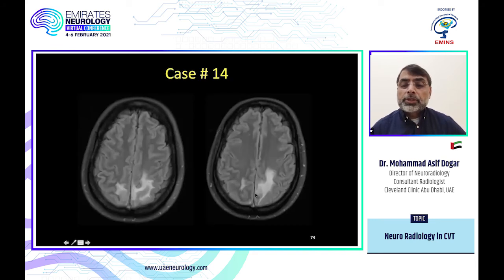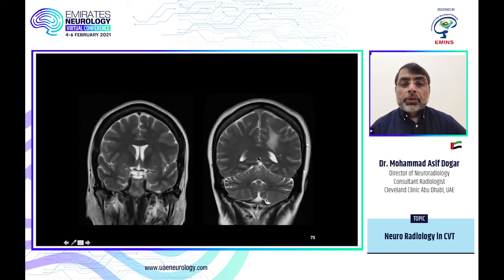Case number 14, this patient has bilateral edema. It looks like PRES, or it could be like SLE, some vasculitis, something else. It's bilateral posterior, and the patient has headache. So same thing as you do on the coronal CT, you also look at the coronal MR for the signal in the sagittal sinus. Here it is dark on T2, which is normal signal.